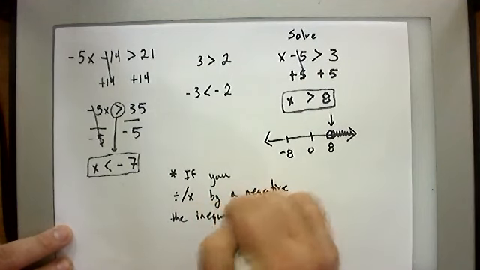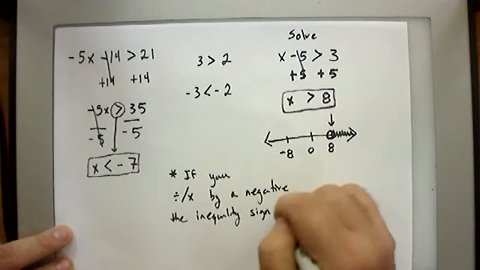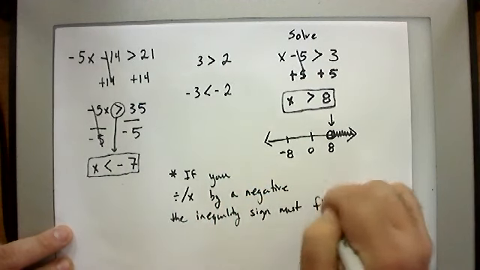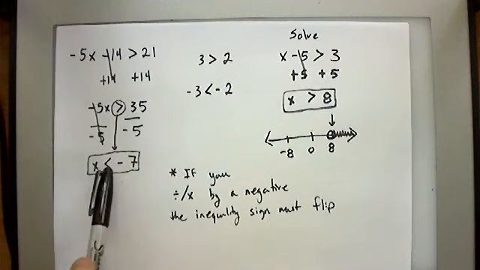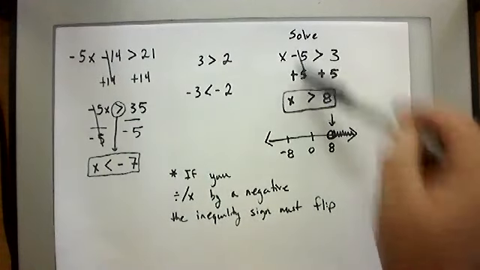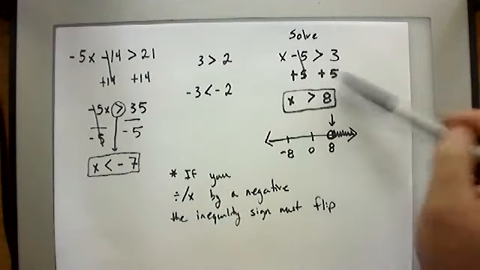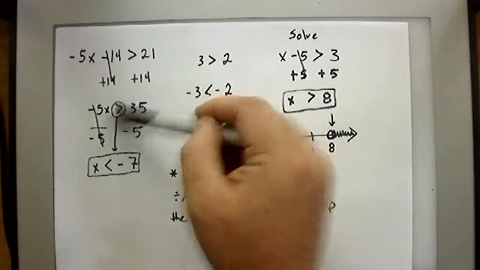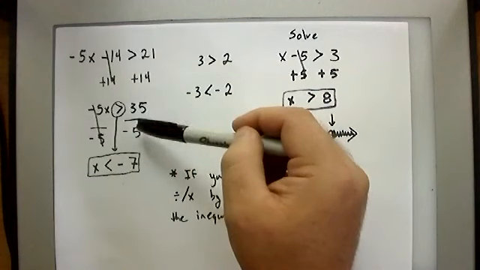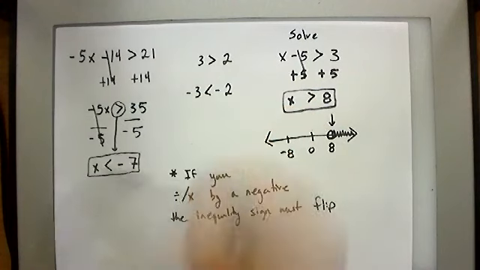Sorry, no, let me rephrase. The inequality sign must flip. Not the whole inequality. Don't spin the thing like it's on a signpost. Just that inequality sign would flip. Again, that did not happen here because we just added 5. There was no division or multiplication at all. Here we added 14. There's no need to flip the sign for that. Once we divide by -5, though, I need to flip that inequality sign, so be careful.